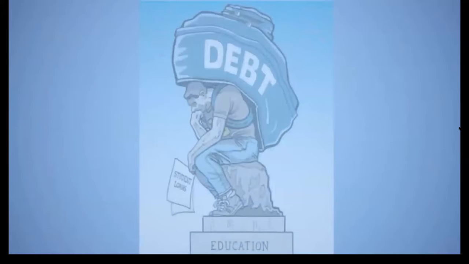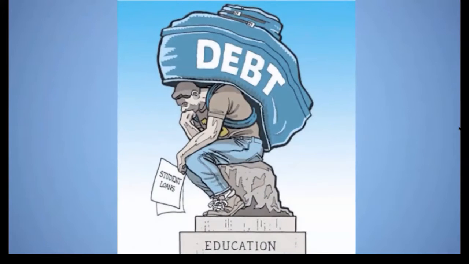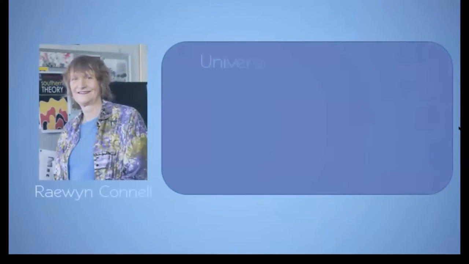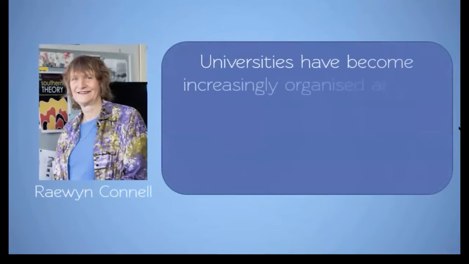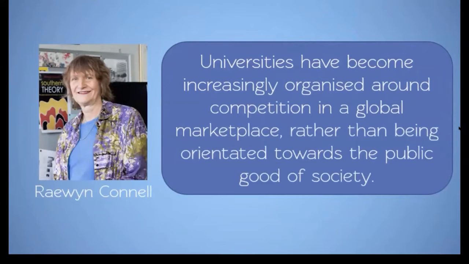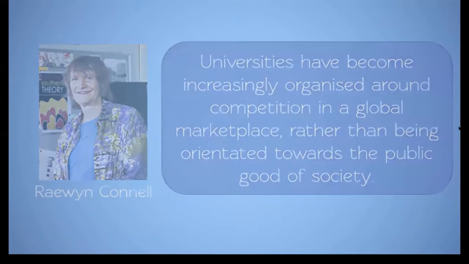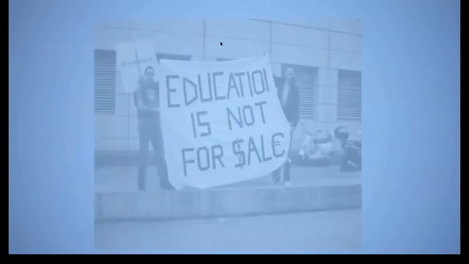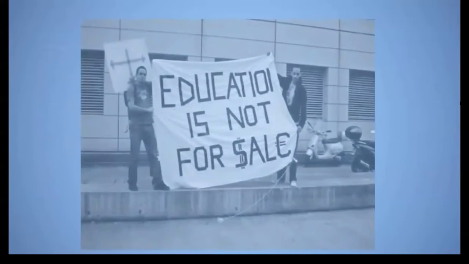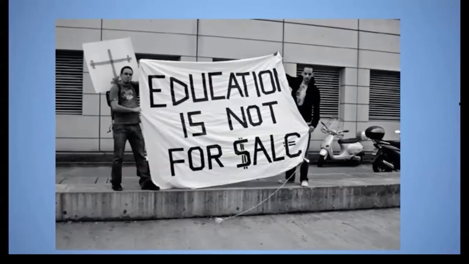The social impacts of neoliberalism have also been felt in Australia. Higher education is one example. Sociologist Raewyn Connell argues that since the Dawkins reforms of the 1980s, which included the introduction of fees for tertiary education, universities have become increasingly organised around competition in a global marketplace, rather than being orientated towards the public good of society. She contends that access to education has been commodified in Australia, as university degrees are now viewed not as an education, but as a commodity to be exported and sold, with their only benefit being improvement in graduates' earning capacity.